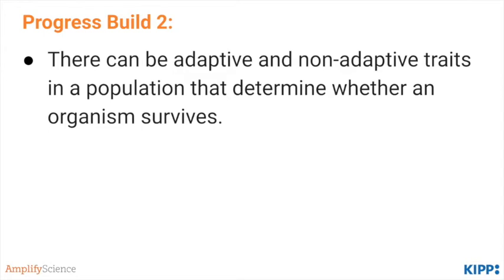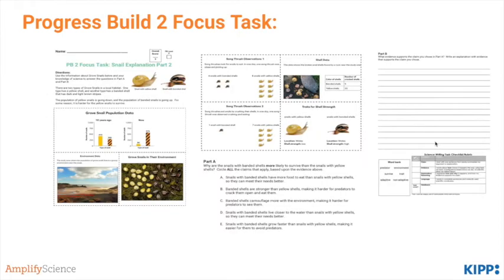There can be adaptive and non-adaptive traits in a population to determine whether an organism survives. And now it's back to our favorite friends, the snails. For Progress Build 2 focus task, we have a little bit more data, which will help us answer a more nuanced question. Why are the snails with banded shells more likely to survive than the snails with yellow shells? What is it about the environment or the traits of those snails that enables them to survive?